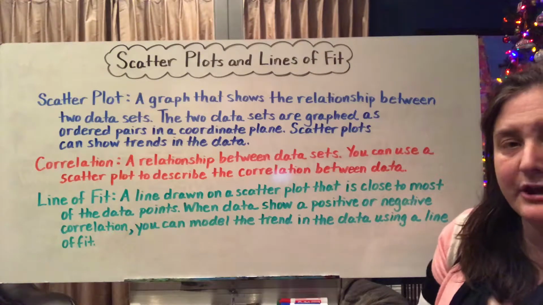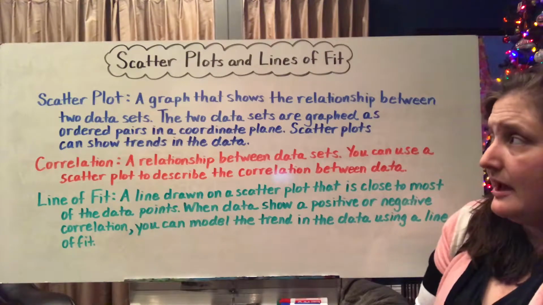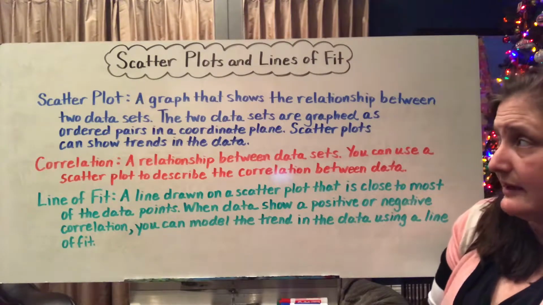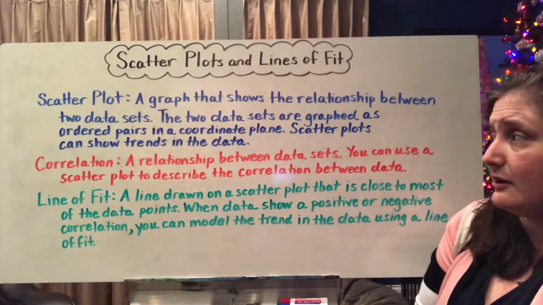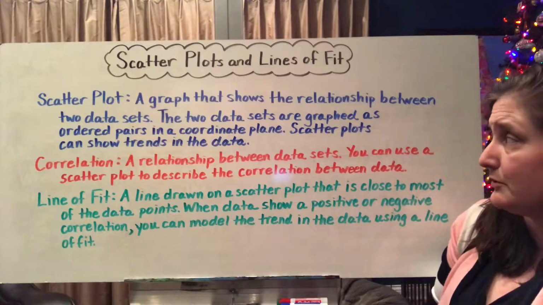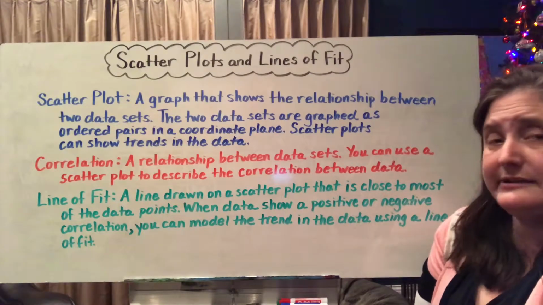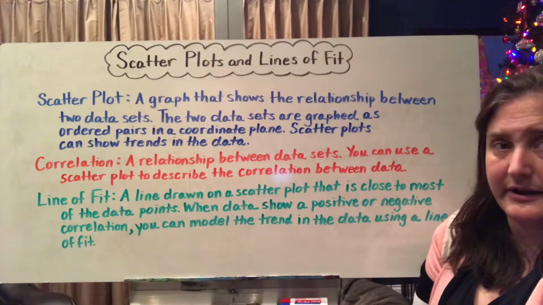Today we're talking scatter plots and lines of fit. A scatter plot is a graph that shows the relationship between two data sets. The two data sets are graphed as ordered pairs on a coordinate plane, and it's easy looking at a scatter plot to identify trends that we see in our data.